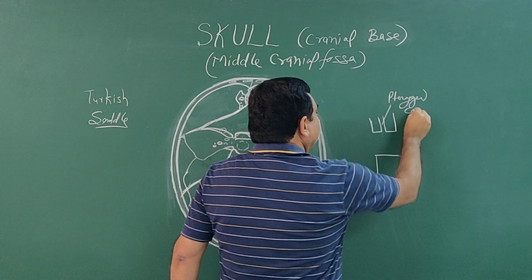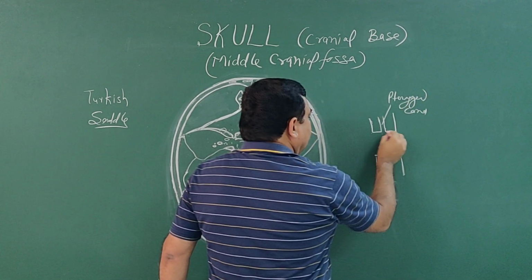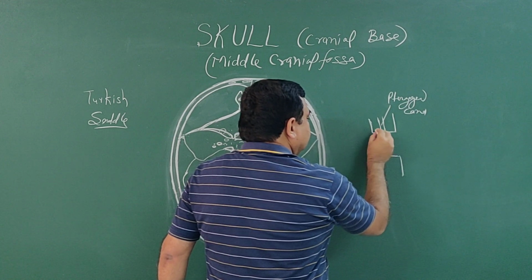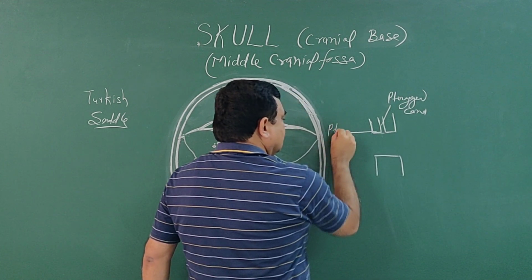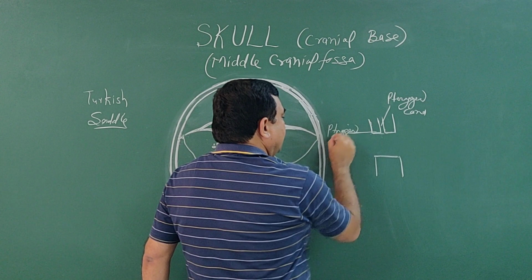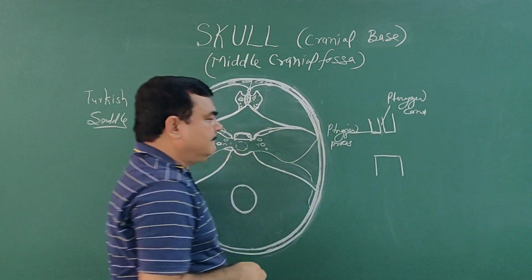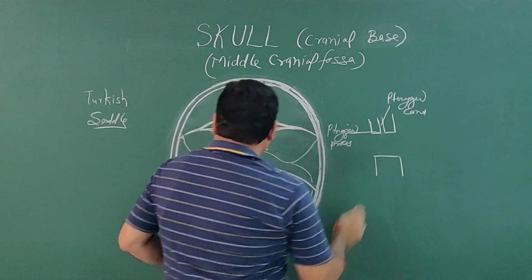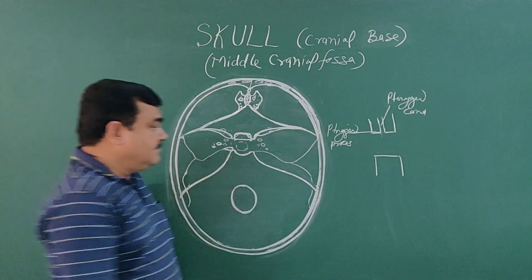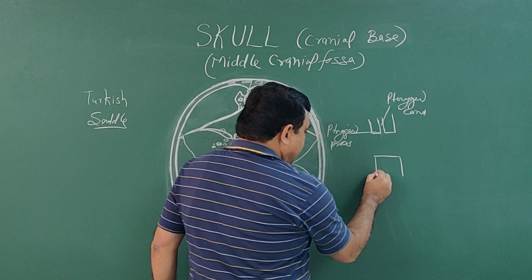This is the pterygoid canal, and this is the pterygoid process. And here is the pterygoid canal. And in this part of the petrous temporal bone, a canal is present.